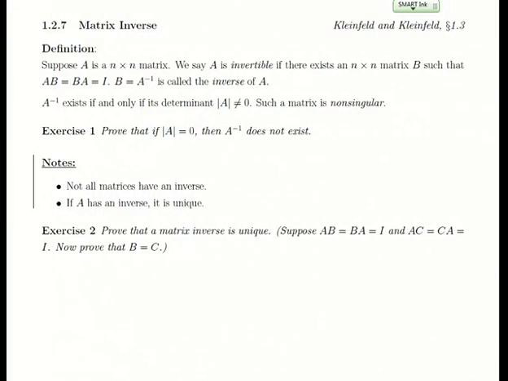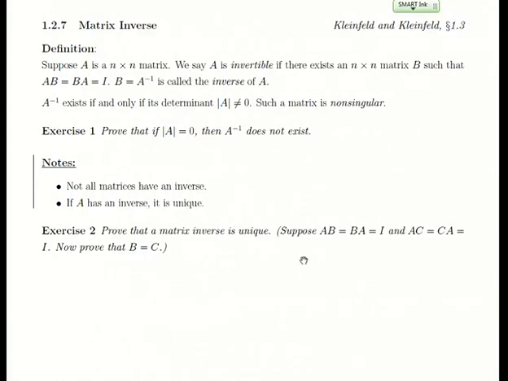Does that make sense? It's a bit of a clumsy way to say it. Okay, but it's unique. You can't write down two different inverses for one matrix. It's always the same thing. Okay, there's another proof there which we're not going to do either. That's the proof that the matrix inverse is unique.